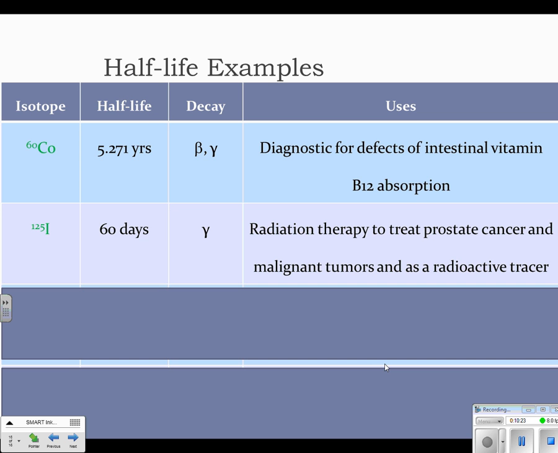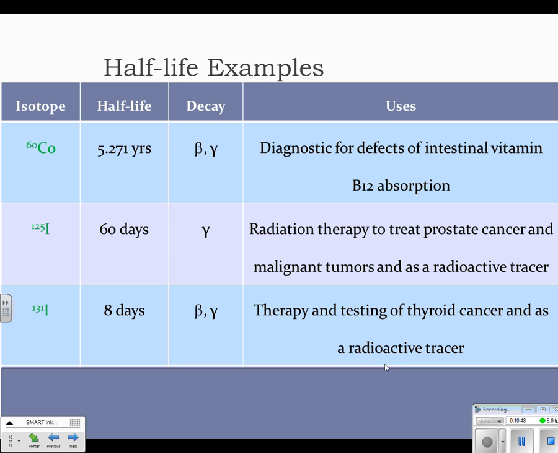The next one you should know is iodine-125, and this has a half-life of 60 days, so much shorter. This they use in radiation therapy. They treat prostate cancer with this, malignant tumors, and they also use it as a radioactive tracer. So they can put some of these radioactive elements in your body, and then using an x-ray and different scans, they can see where it goes through your body. So they can see if there's blockages or leaks and different things.